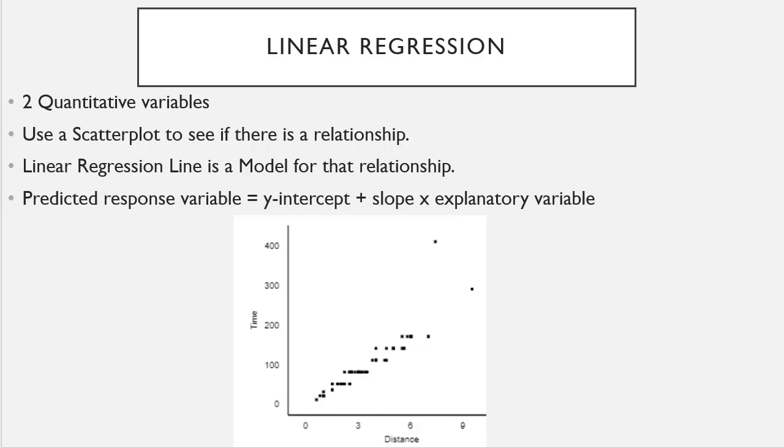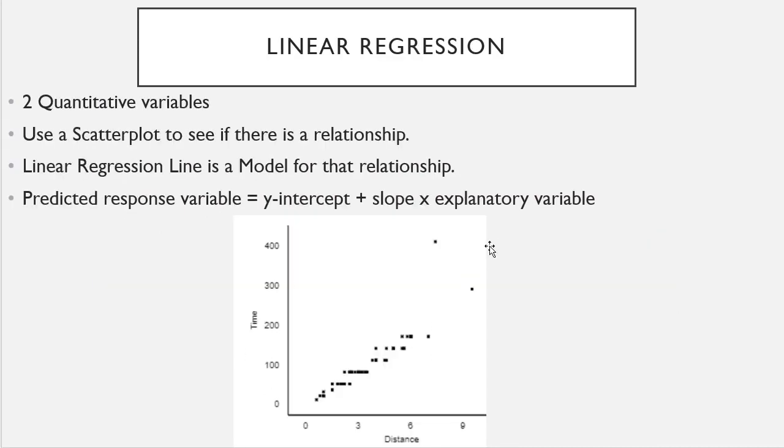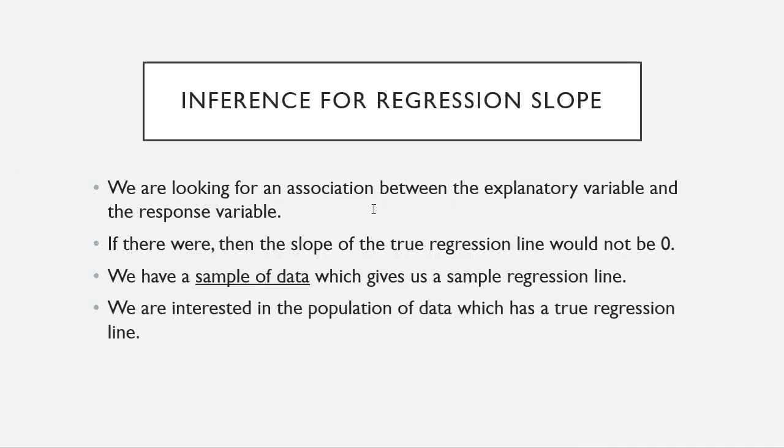All right, what we're going to do is inference on the slope of the regression line. If the data has a pattern to it, then there should be some slope. There would be a slope to that line. If the data is just randomly mixed around, then the slope of the regression line would basically be 0. So that's what we want to know: is the slope of the regression line 0 or not?